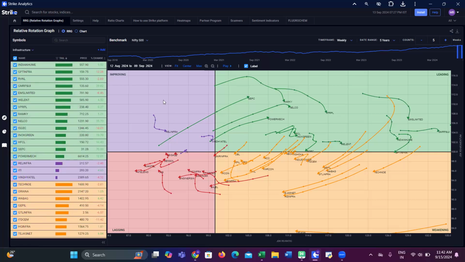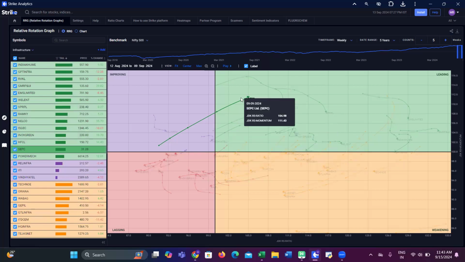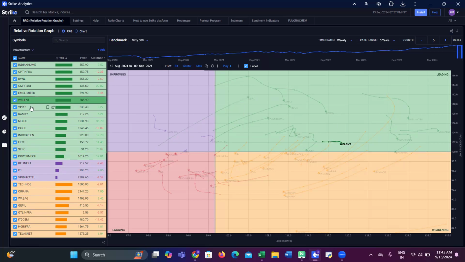I will not go through the individual stocks. Feel free to play around. For me, if you ask me which is very interesting, this is very interesting for me at the moment. Look at the tail length. Beautiful tail length, beautiful increase in the RS momentum and RS ratio. This is what we are looking for. This is what we need to spot well in advance, right?